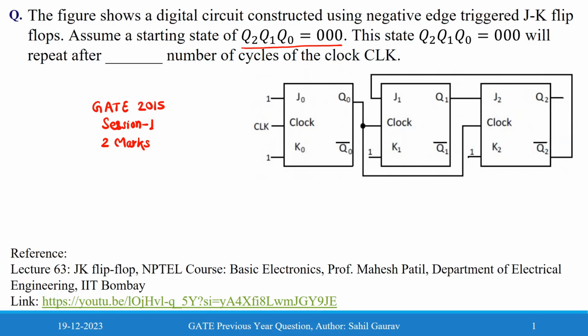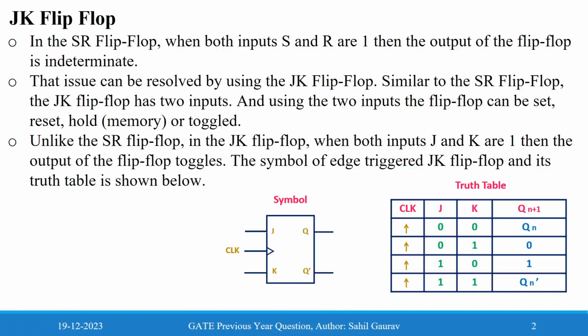Before we begin to solve this problem, let us have a quick recap about the JK flip-flop so that we can easily solve the problem. We all know that in the SR flip-flop, when both inputs S and R are 1, the output of the flip-flop is in an indeterminate condition. That is the problem with the SR flip-flop. This issue can be easily resolved by using the JK flip-flop. Similar to the SR flip-flop, the JK flip-flop has two inputs, and using the two inputs, the flip-flop can be set, reset, hold, or toggled.